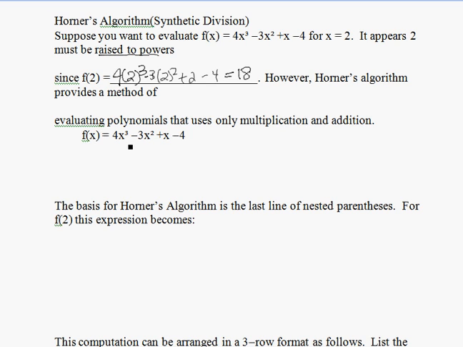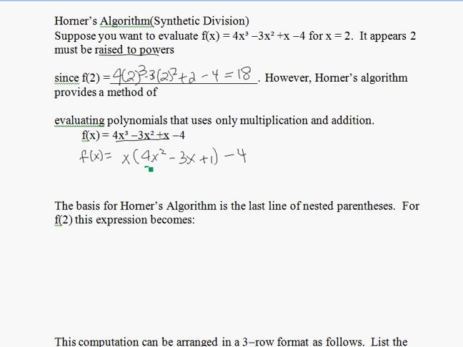We were able to, the remainder that we got was always the function value when we had the divisor dividing into the function. So Horner's algorithm, I'm just going to rewrite this term right here, where I'm going to take the greatest common factor out of the first 3 terms. So I'm going to take an x out. I get 4x squared minus 3x plus 1 minus 4.